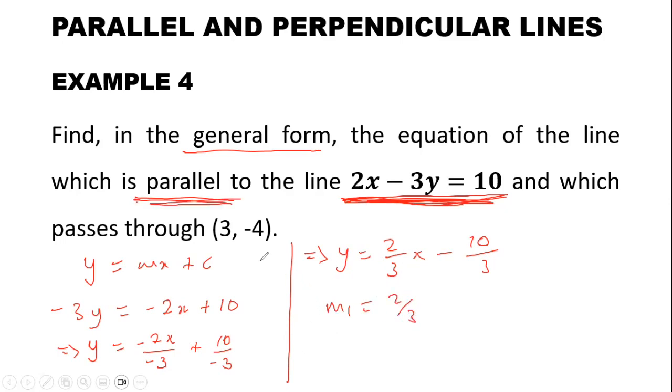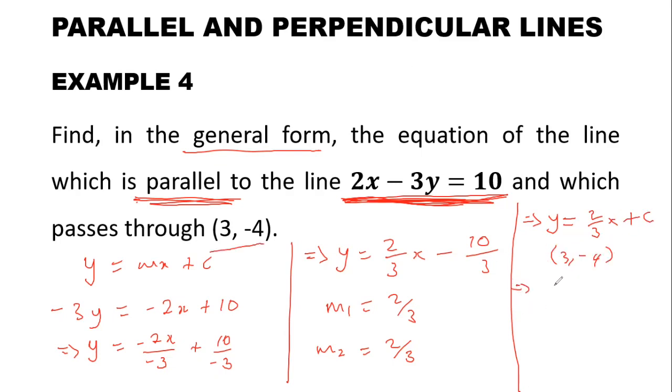This means that the gradient of the line parallel to 2x - 3y = 10 is also 2 over 3. Since the two lines are parallel, they must have the same gradient. So m2 is also 2 over 3. This implies that the line which is parallel to 2x - 3y = 10 should be in the form y = 2 over 3 x + c.